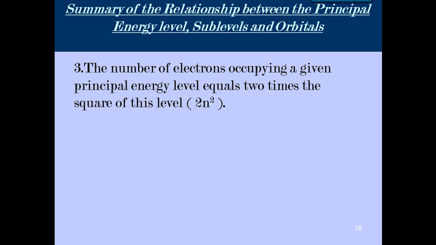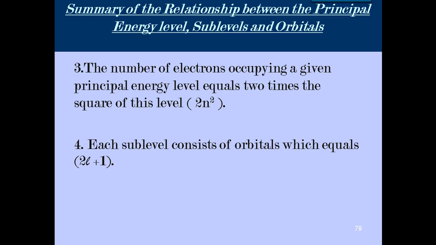Number 3, the number of electrons occupying a given principal energy level equals 2 times the square of this level, or you can apply the rule 2n to the power 2 to know how many electrons can occupy this energy level. For example, the second energy level can be occupied by 8 electrons. Why are they 8? 2 times 2 to the power 2, they will be 8 electrons.